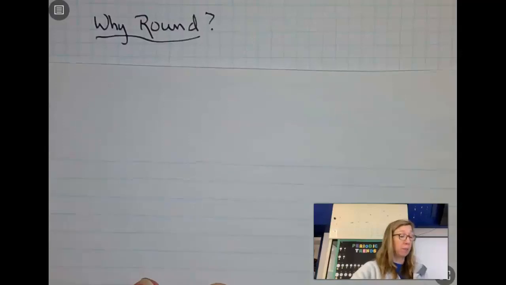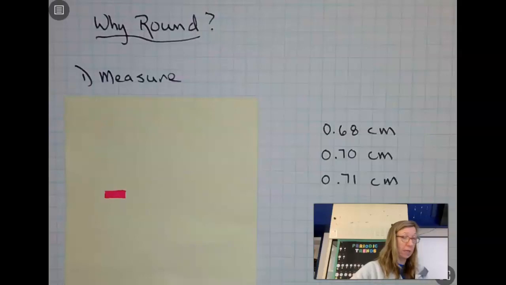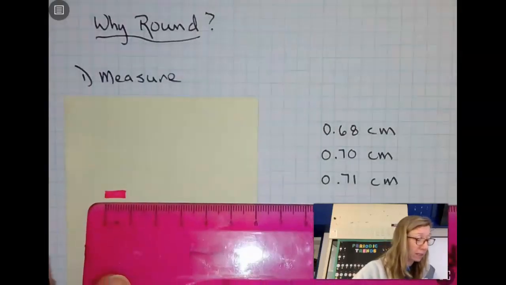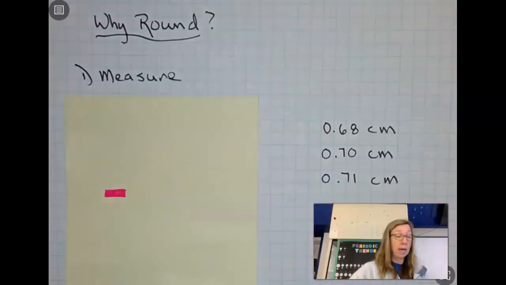Today we're going to talk about rounding and why we need to round. Here's the example. Let's say we needed to take a measurement. We needed to find the length of this line, and several different groups of students measured it, and each group had a slightly different measurement.